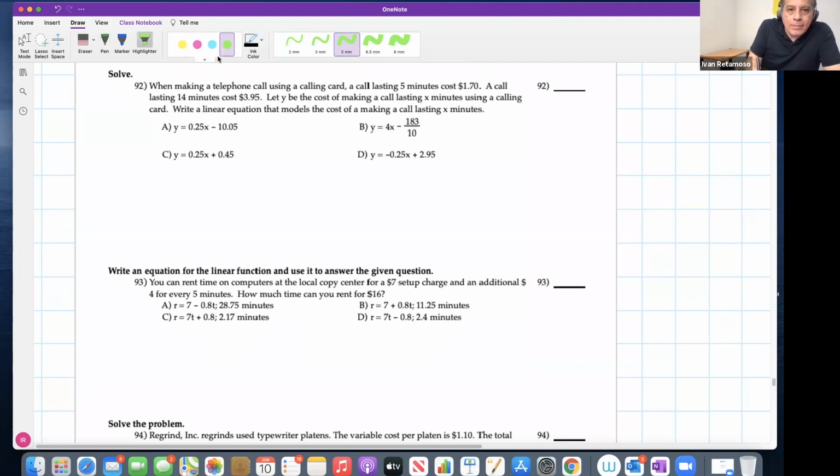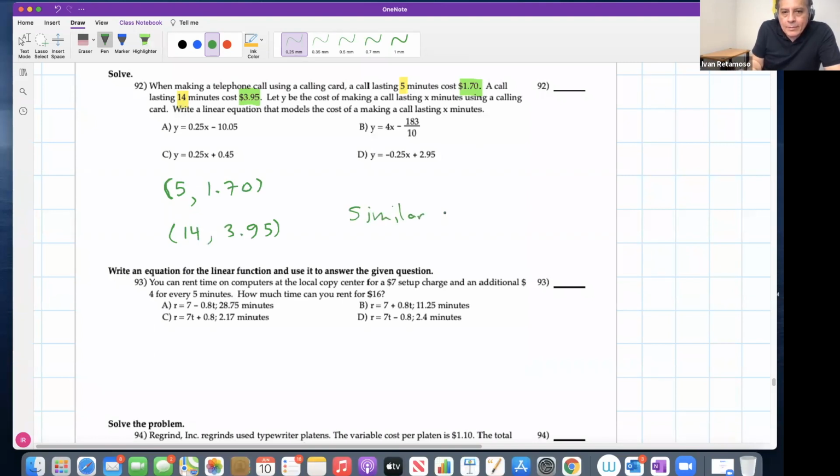Again, this falls into the pattern of pairing up input values with output values. Look, input value time, 5 minutes, is associated with output value cost 1.70, right? Input value, again, 14 minutes, is associated with output value 3.95. So all you gotta do, guys, is to compute the equation of the line going through the points (5, 1.70) and (14, 3.95), right? This is similar to, remember, 84, I think was the one, 84, yeah. Very good.